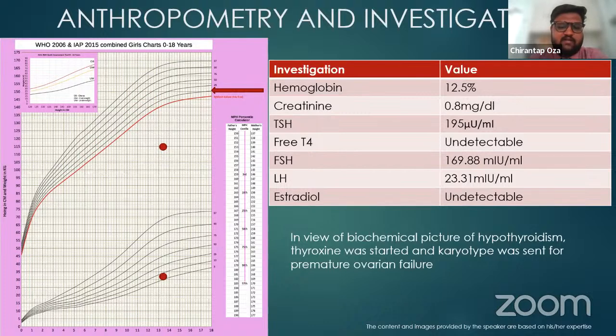thyroxine was started in this girl, and a karyotype was sent for premature ovarian failure, considering hypergonadotropic hypogonadism, because the gonadotropins, that is FSH and LH, are very elevated, but estradiol is undetectable, and after crossing 13 years, still the child is prepubertal.